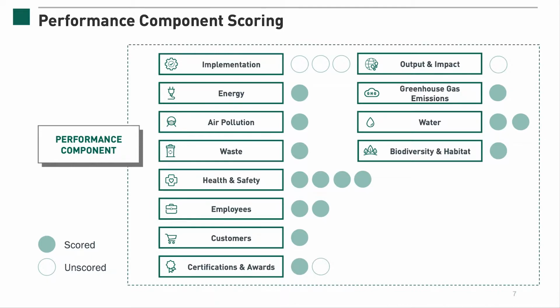Secondly, there are quantitative indicators which use tables. These make up the bulk of the performance component. Output and impact, energy, greenhouse gas emissions, air pollution, water, waste, biodiversity and habitat, and health and safety are all indicators that have quantitative performance tables. Note that there are often additional non-tabular questions within these indicators that relate to the data reported in the tables. Finally, there are indicators that collect quantitative data, but in a non-tabular format. The aspects employees and customers are both of this type.